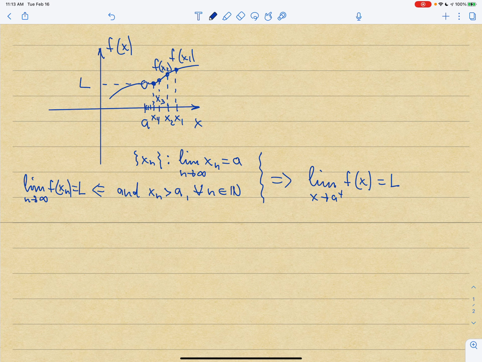Okay, likewise, we can do a similar thing if I now want to consider a limit from the left. What would I do? I'll take another sequence. Let's call it x bar 1, x bar 2, etc. And I look at values of f along that sequence.